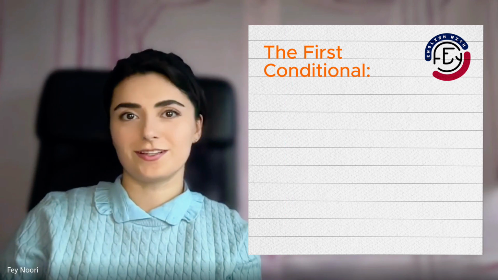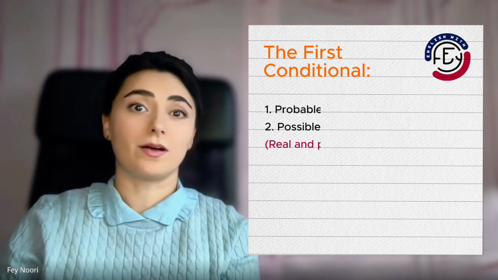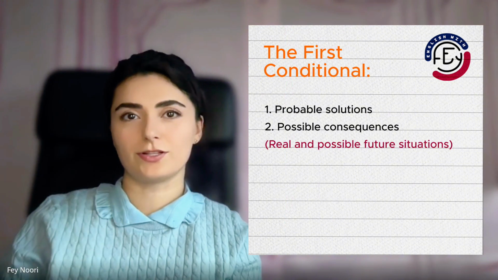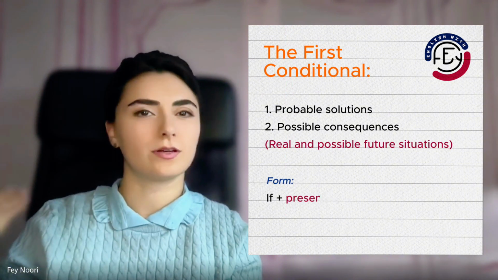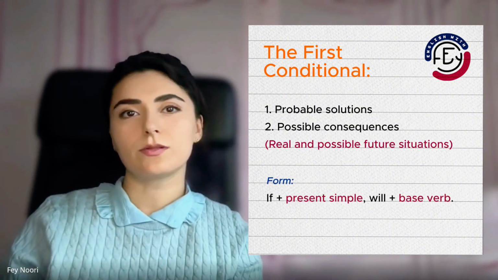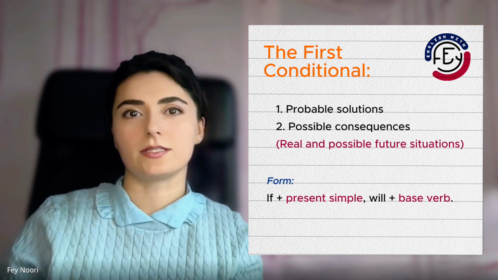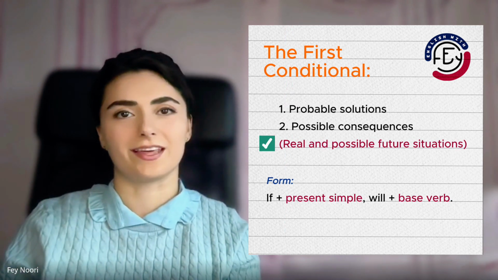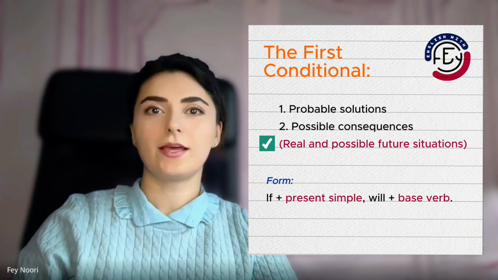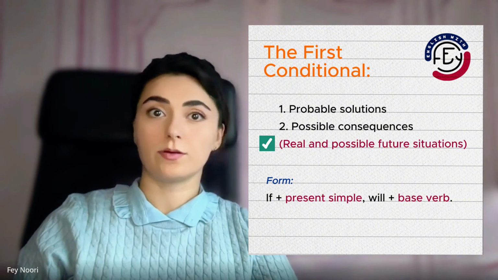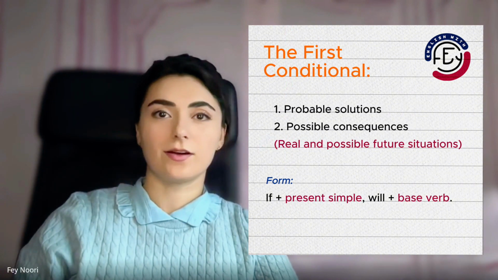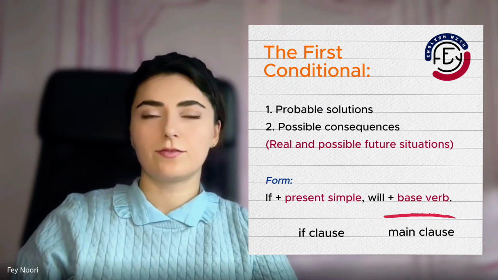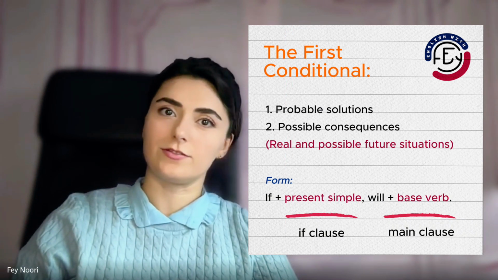So in the first conditional, where we talk about possible situations and their probable outcomes, we are talking about the present or the future, not the past. And also the situation is real. It can actually happen. It's not unreal or hypothetical. So the first conditional, or conditional type 1, talks about real or possible consequences for possible actions or situations.